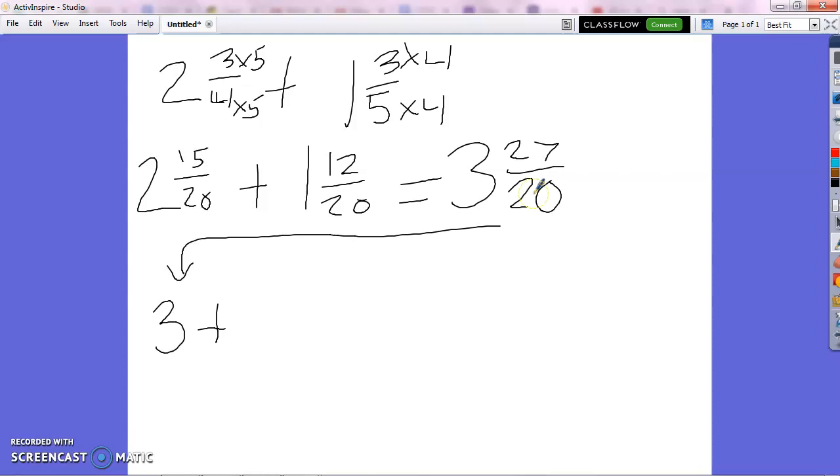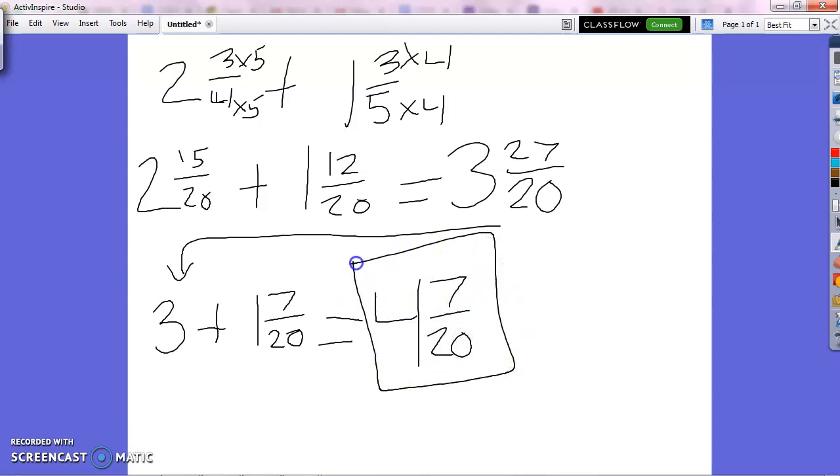So think about the anchor chart that we have. I also have it posted on Class Dojo. How many times does 20 go into 27? It goes in 1 time, and if you were to do 20 times 1, it would be 20, so the remainder is 7. The denominator stays the same. So you get 4 and 7/20 as the answer.